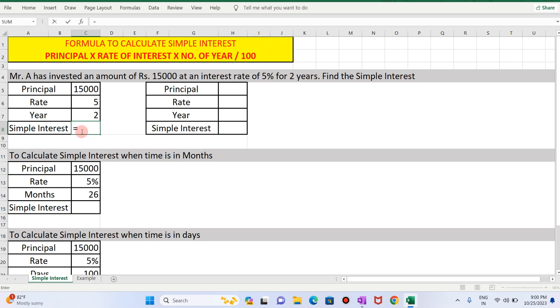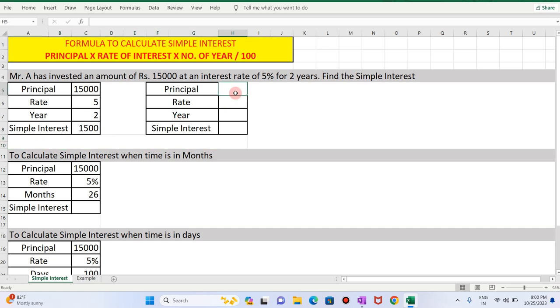Type equals to, put the bracket, then select principal, then the multiplication sign, then rate of interest, multiply by number of years and divided by 100. Close the bracket and press enter. So 1500 is the simple interest. Now the same example we can solve by another method in Excel.